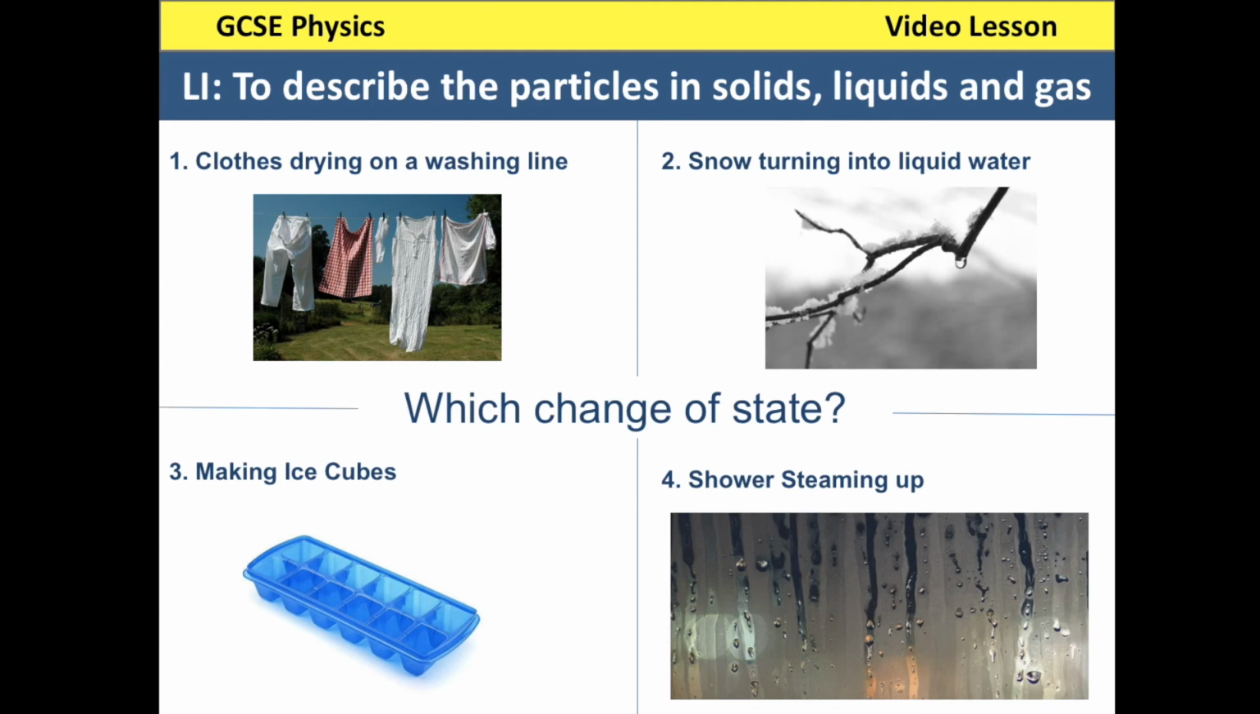So question 1, clothes drying on the washing line, that is an example of evaporation. I wouldn't accept boiling as an answer because in the situation here the water never reaches 100 degrees and so it doesn't boil, it is evaporation that is happening there. Question number 2, snow turning into liquid water, that is an example of melting. Question number 3, making ice cubes, that is an example of freezing. And number 4, a shower steaming up, which is a gas turning into a liquid, that is an example of condensation.